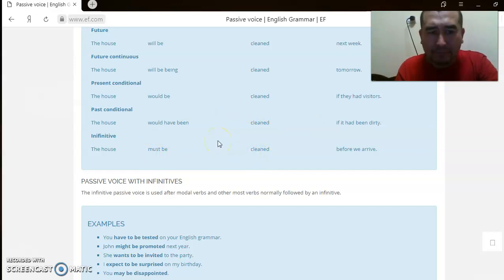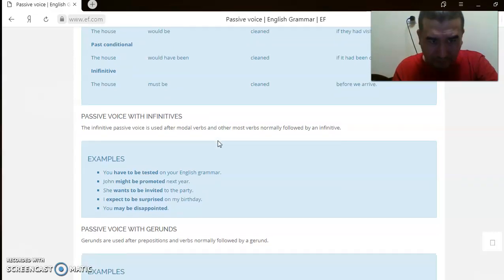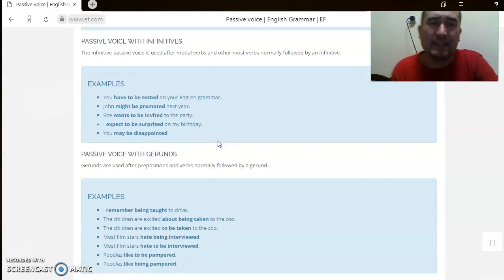Okay. The infinitive passive voice is used after modal verbs and other most formal verbs that are followed by an infinitive. Let's give some examples. You have to be tested on your English grammar. Have to be done. John might be promoted next year. John kelasi yil lavozimi oshirilishi mumkin.